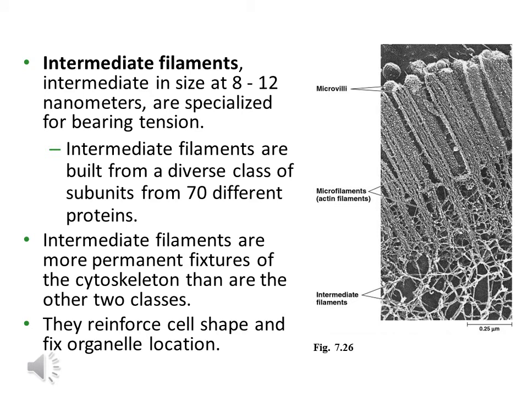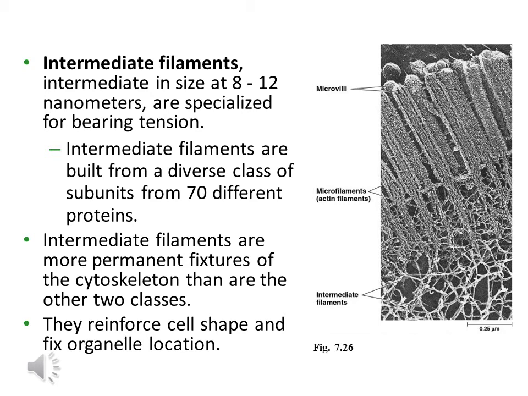Now the third class, intermediate filaments. Intermediate filaments are intermediate in size, 8 to 12 nanometers. They are specialized for bearing tension. Intermediate filaments are built from a diverse class of subunits from 70 different proteins. It is not made up of tubulin or actin or a specific single type of protein. It is made up of 70 different types of protein polymerized to form these fibers.